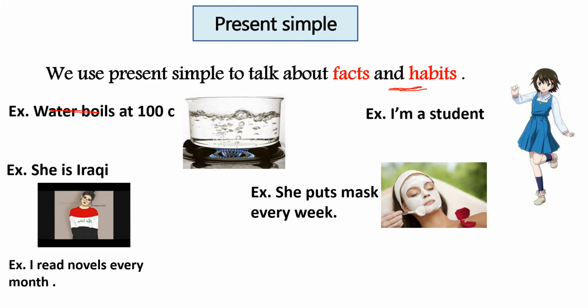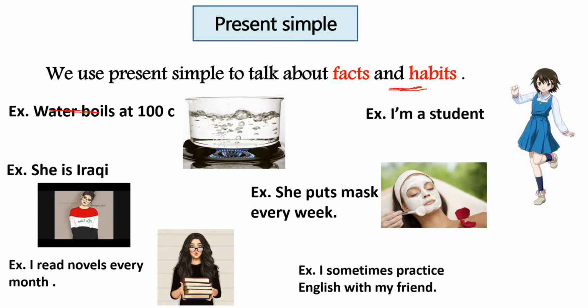I read novels every month. This is also habit. I sometimes practice English with my friend. This is also habit. So we use present simple when we want to talk about facts and habits. Okay, this is the meaning of present simple.